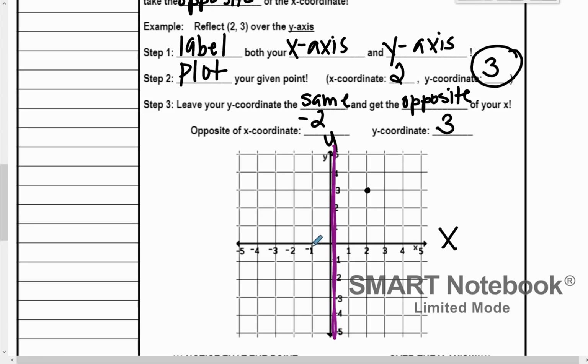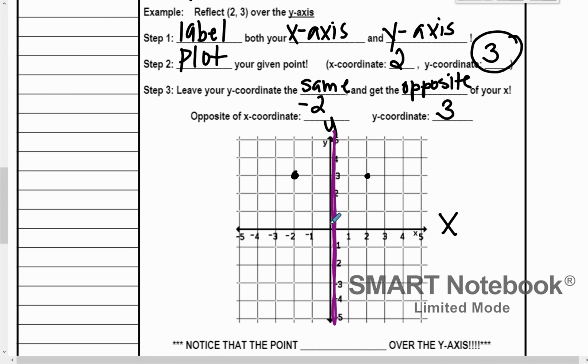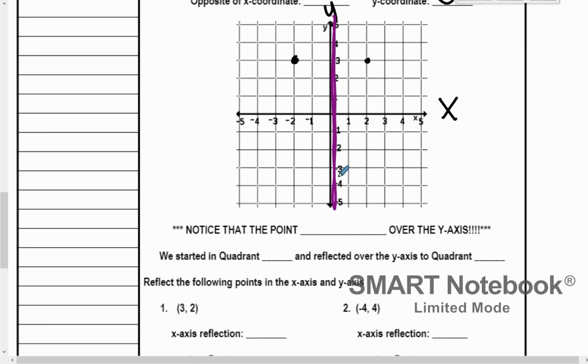We always do left or right first, so (-2, 3), our reflection should be right there. Okay, notice how it just kind of flips over that y in the exact same spot. All right, that's a reflection over the y-axis. Now yes, that's very easy to do on a graph. I understand that. You just count how many out and it's going to be on the same line. However, we also need to know how to do that without a graph.